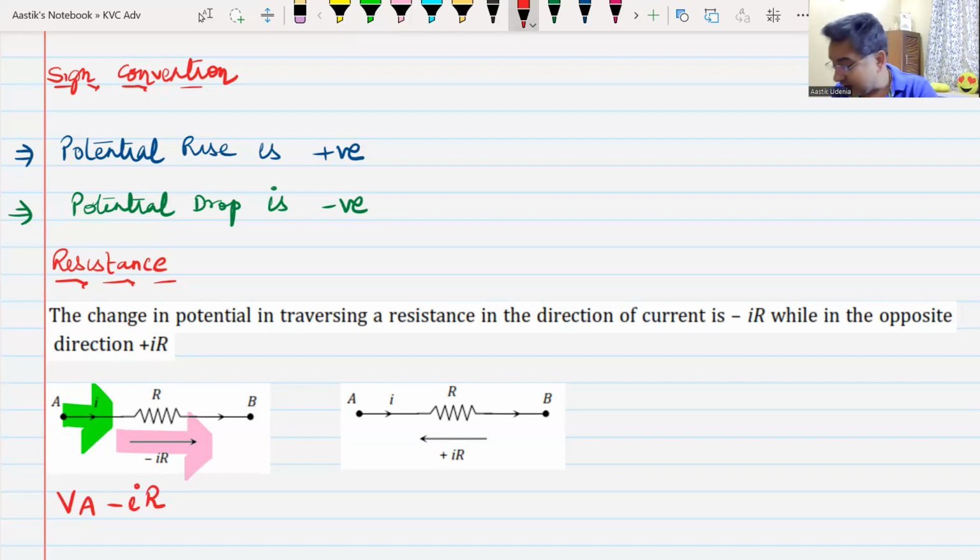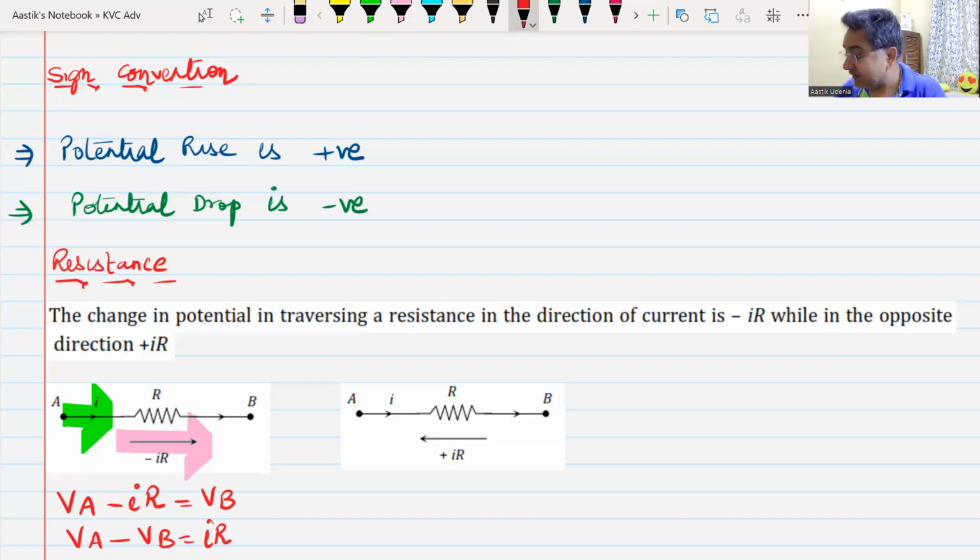Yes, sir. VA minus IR, potential has dropped, and then I reach point B. So this is how the equation will look: VA minus IR is equal to VB, or you can write VA minus VB is equal to IR. Do we understand how I've written this? Yes, sir.